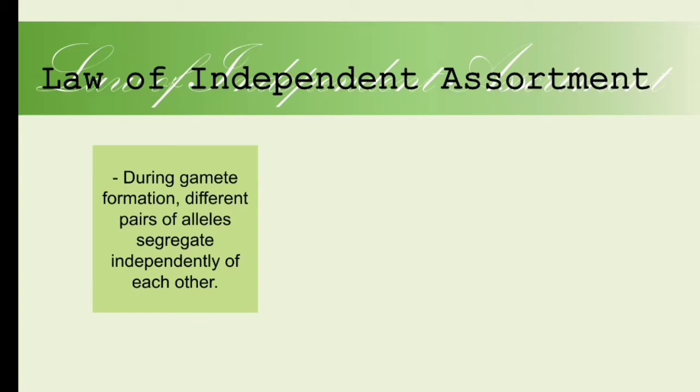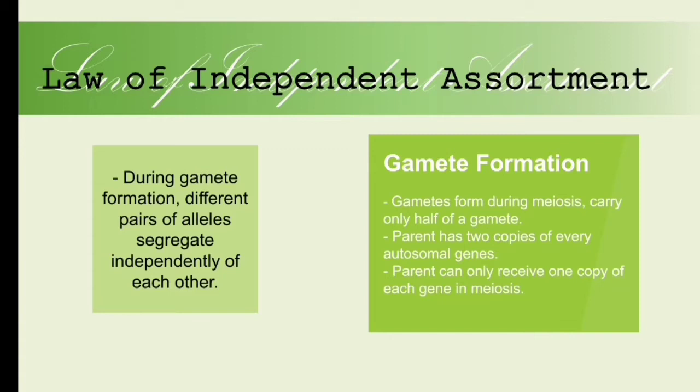So listen as I discuss the law of independent assortment. In gamete formation, gametes formed during meiosis carry only half of the genome. So what is a gamete? It is an egg or sperm which is formed during meiosis. In meiosis, the gametes are given just half of the genome of the parent. Each parent has 2 copies of every autosomal gene, and they can only give 1 of the 2 alleles to each egg or sperm they create.